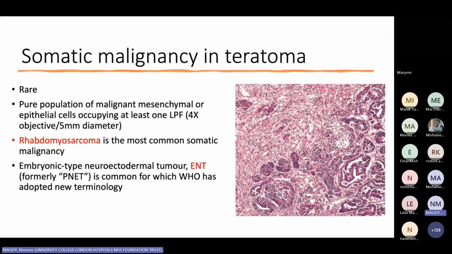Mentioning the somatic malignancy component is more important in the metastatic setting rather than the primary, because in the primary setting, all the patients will be treated as mixed germ cell tumors and they will behave almost the same. But in the metastatic setting, in the presence of a somatic malignancy, this component will be chemoresistant, and the prognosis will be a bit worse.